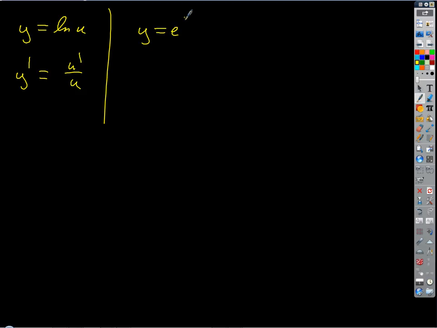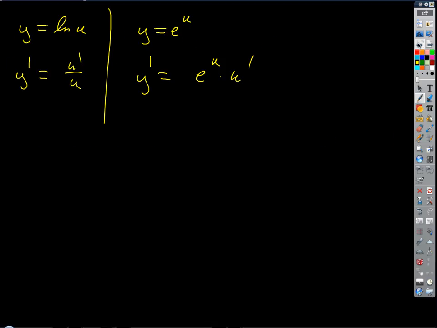Okay, how about if y equals e to the u, what does y prime equal? Remember, the derivative of e to the u is the easiest one ever. It's just itself, right? That's really bizarre, but the value of the function always equals the value of the derivative for e to the x. So we get e to the u times u prime. Literally, the derivative of e to the x is e to the x. Strange, but true, right?